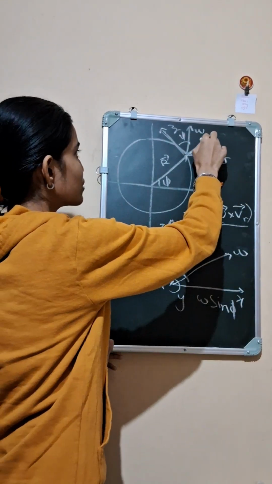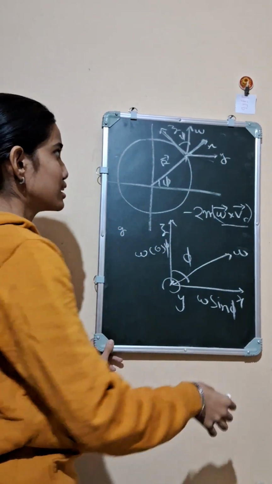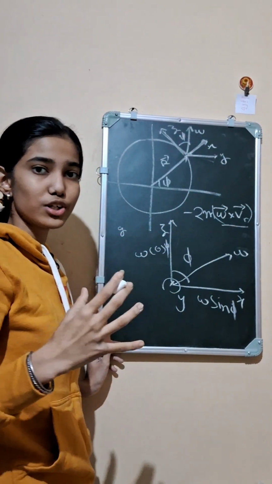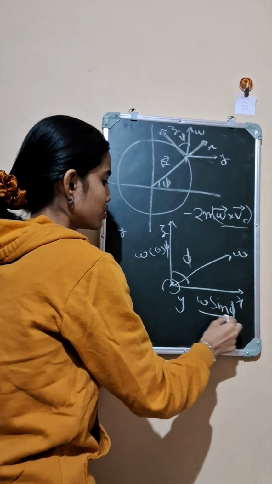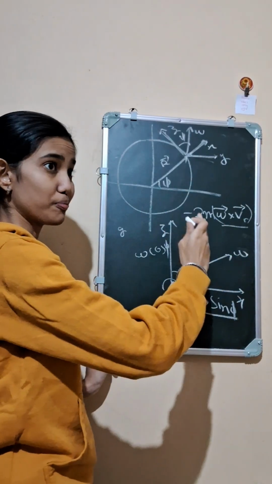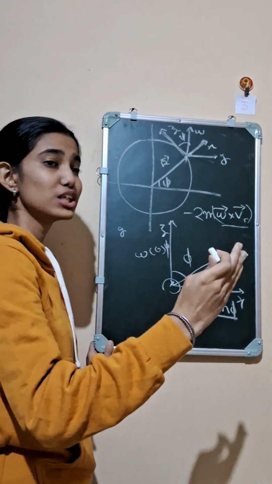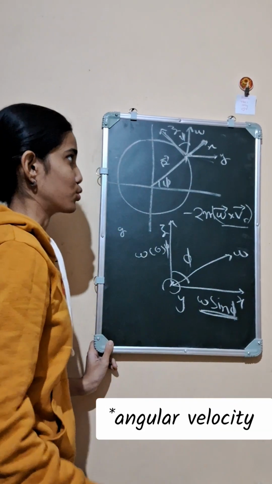So here the vertical component of the omega is omega sin phi. It means that the vertical component of force, meaning the Coriolis force, will be due to omega sin phi. Clear, right? The horizontal component of force arises due to omega sin phi, the vertical component of the omega.